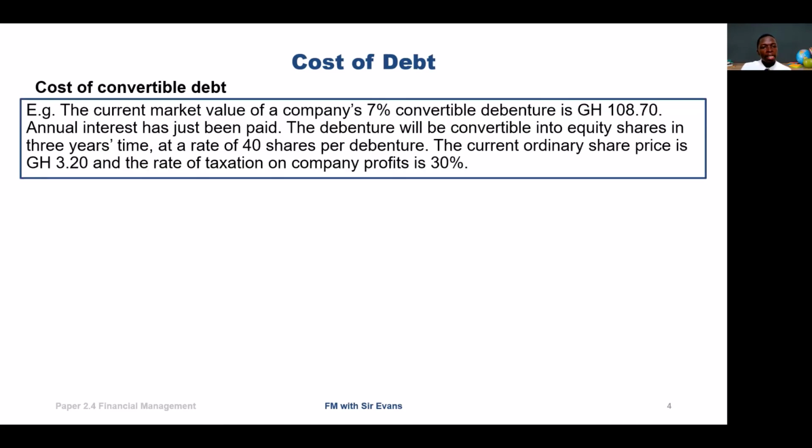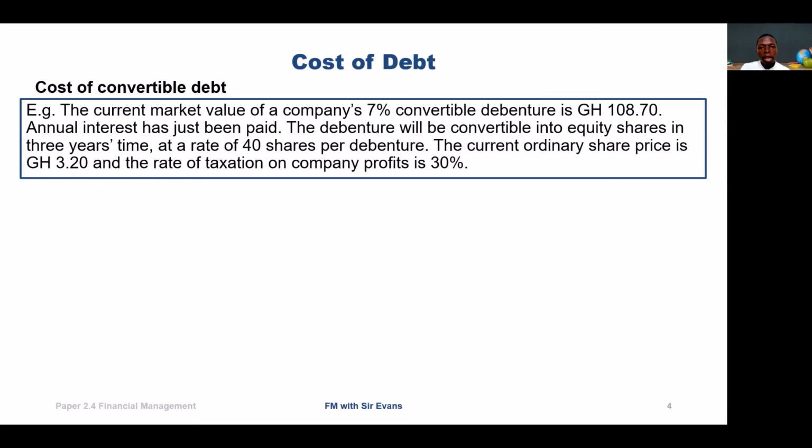The current market value of a company's 7% convertible debenture is 108.7. So just at this point, we need to know that the nominal amount is 100. Our interest is going to be 7% of that 100, giving us 7. Now the annual interest has just been paid. The debenture will be convertible into equity shares in 3 years' time at the rate of 40 shares per debenture. This is when we are going to convert. We are going to convert it into 40 shares per debenture in 3 years' time.